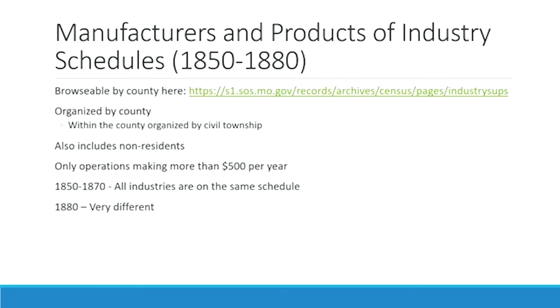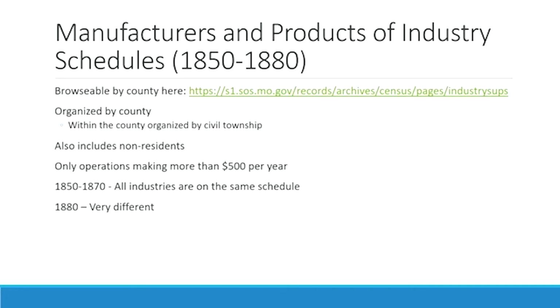The next non-population schedule is the manufacturers or products of industry schedules. These again date from 1850 to 1860 and are browsable by county on our website. These are organized by county and again within the county by civil township. The manufacturer's schedule also includes non-residents, similar to the industrial schedule. So depending on where your ancestors owned businesses versus where they actually lived, they might show up in multiple locations.